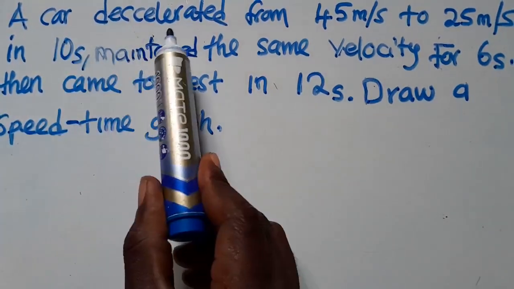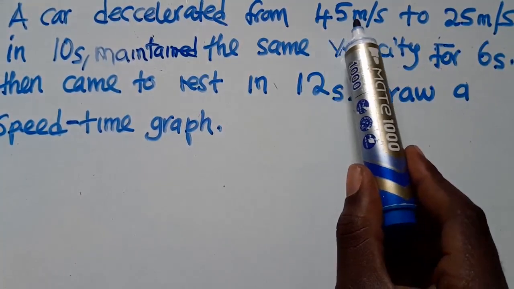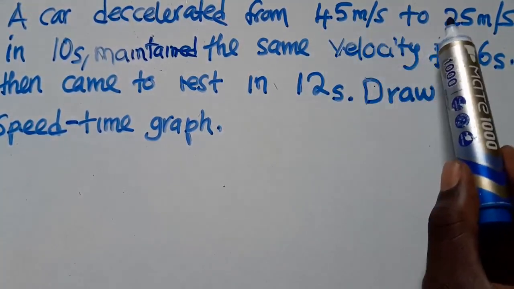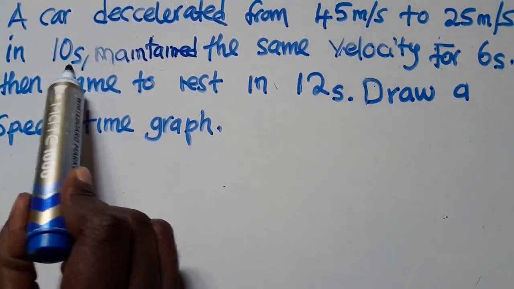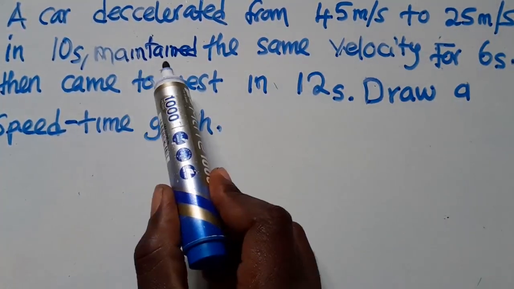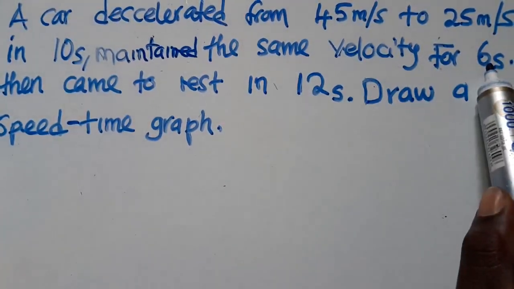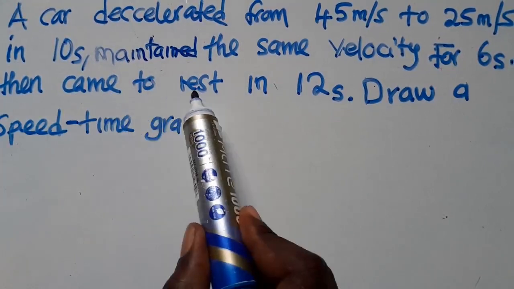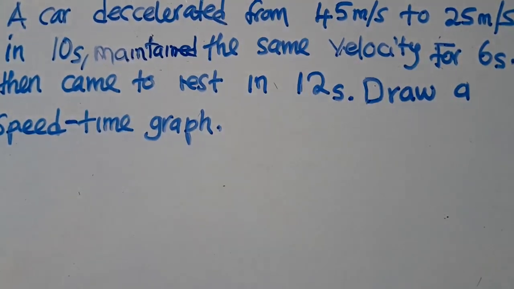A car decelerated from 45 meters per second to 25 meters per second in 10 seconds, maintained the same velocity for 6 seconds, then came to rest in 12 seconds. Draw a speed time graph. How can you draw this one?